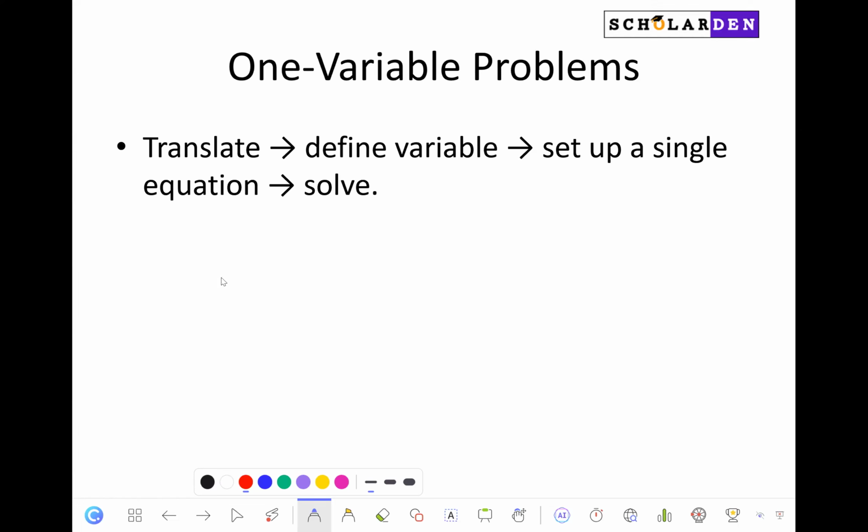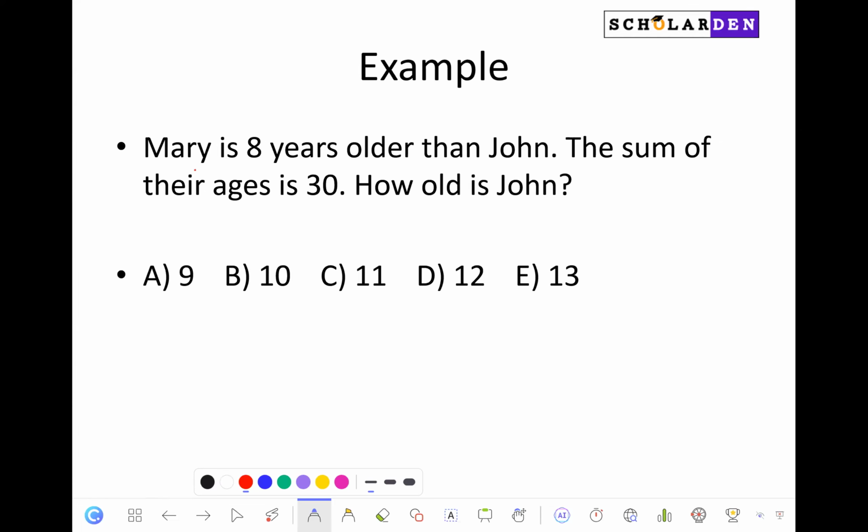Right, so with this out of the way, let's take a look at this example, okay? So the first example is: Mary is 8 years older than John, okay? The sum of their ages is 30. And how old is John, okay? So first of all, what are the unknowns for us? The unknowns for us are the ages of Mary and John, okay? So there are two individuals and their ages are unknown. So first thing is that we have to identify which are the unknowns. So Mary's age is unknown, and then John's age is also unknown, okay?